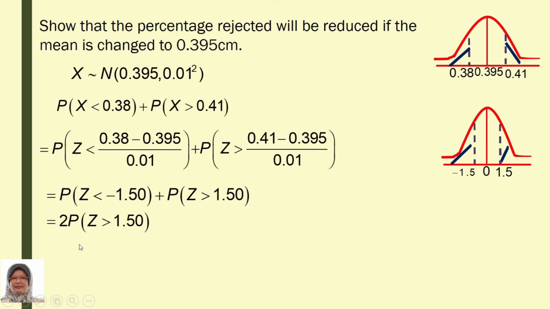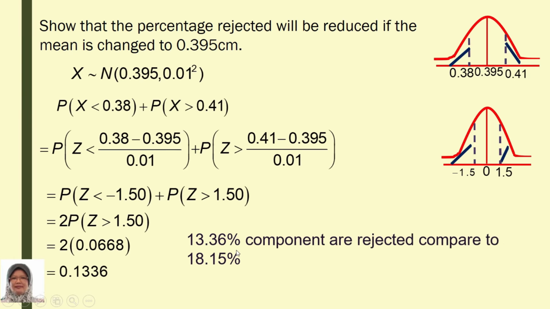We can write it as 2 times P(Z greater than 1.5), and looking at the statistic table at 1.5, we get 2 times 0.0668, and the answer is 0.1336. From the answer we can see that 13.36% of components are rejected compared to 18.15%. So we show that the percentage rejected will be reduced when the mean is changed to 0.395 cm.